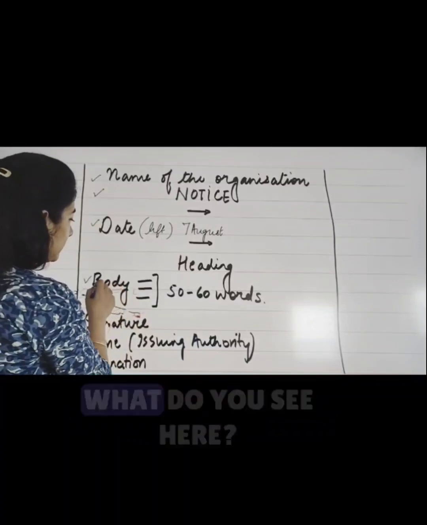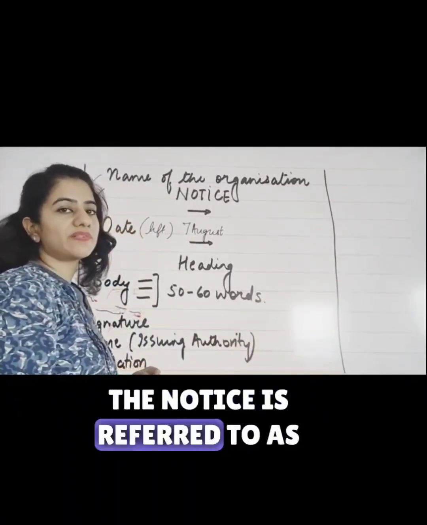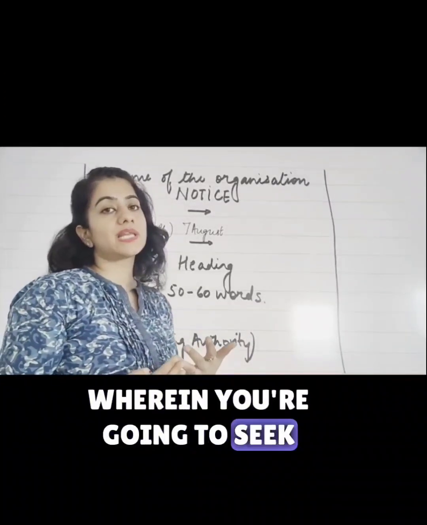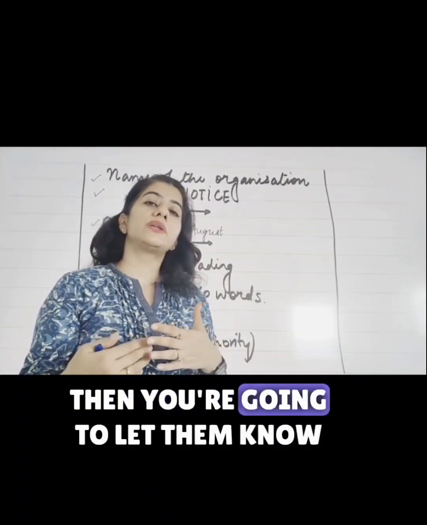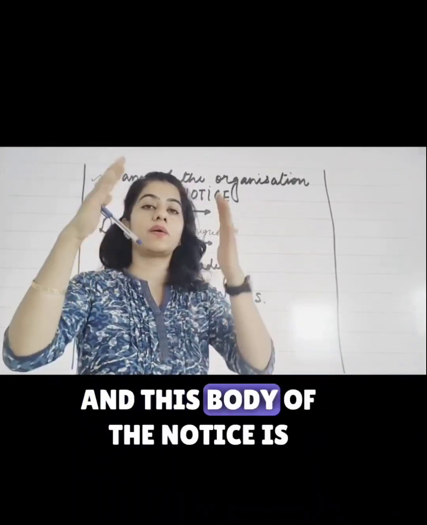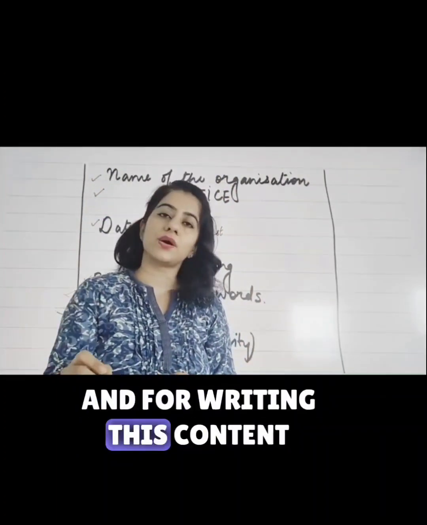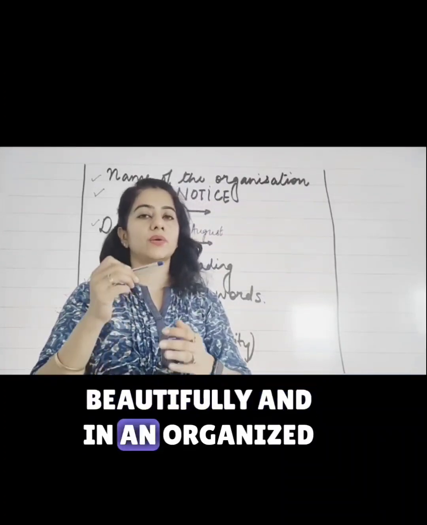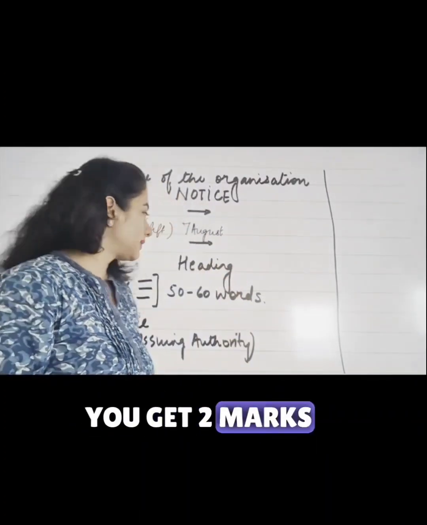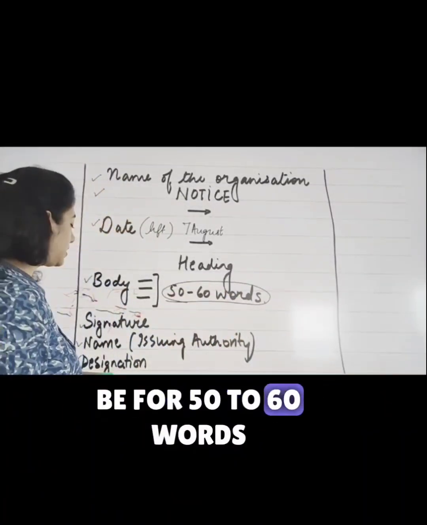Okay. Moving ahead, what do you see here? Body. That means the central part of the notice is referred to as the body, wherein you're going to give information, wherein you're going to seek people's attention, wherein you're going to let them know why you are writing this notice. And this body of the notice is referred to as the content. And for writing this content beautifully and in an organized manner, you get 2 marks. Now this body of the notice has to be 50 to 60 words.